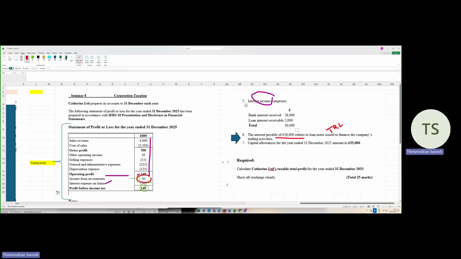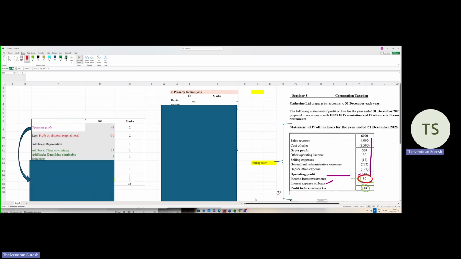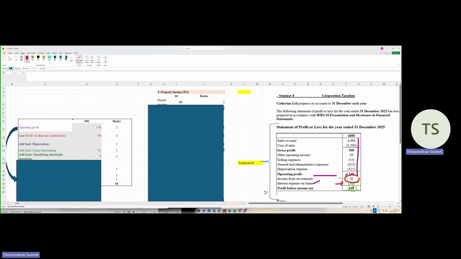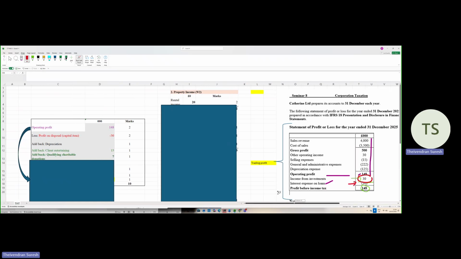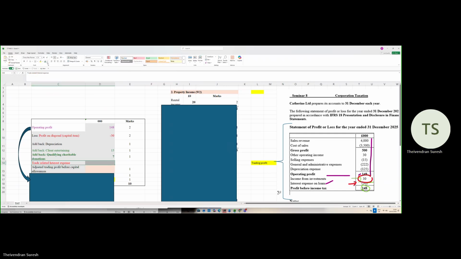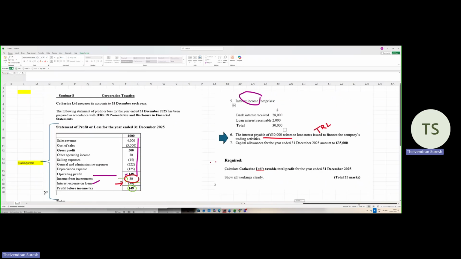Any interest that you're going to pay for trade related loans would need to be part of your trading profit. So this 30,000 was deducted below here, but you also need to deduct it from the operating profit, because it's your trading profit. The amount that you would deduct would be 30,000 as a trading profit deduction. That is done, and you have recorded that as well.